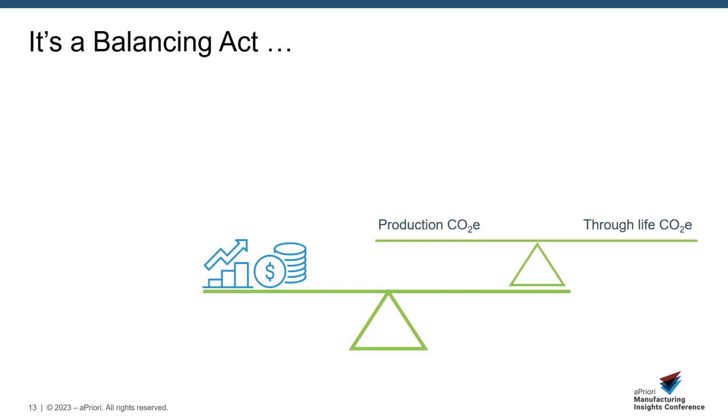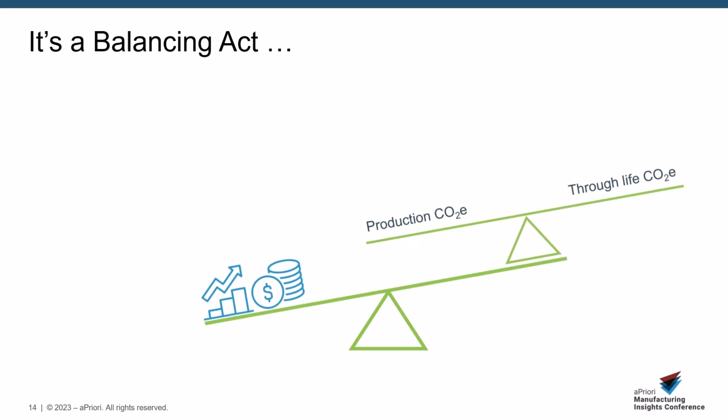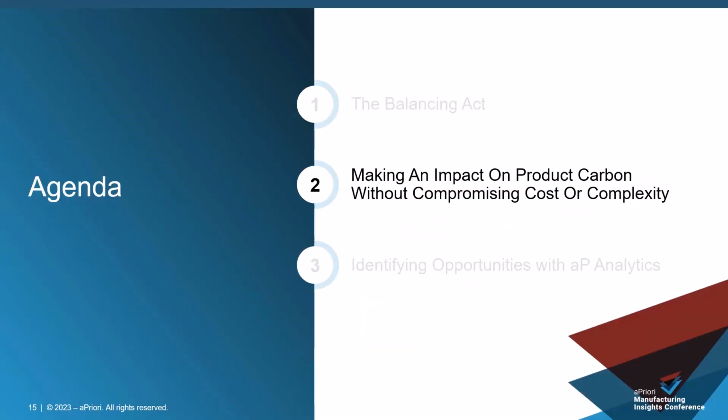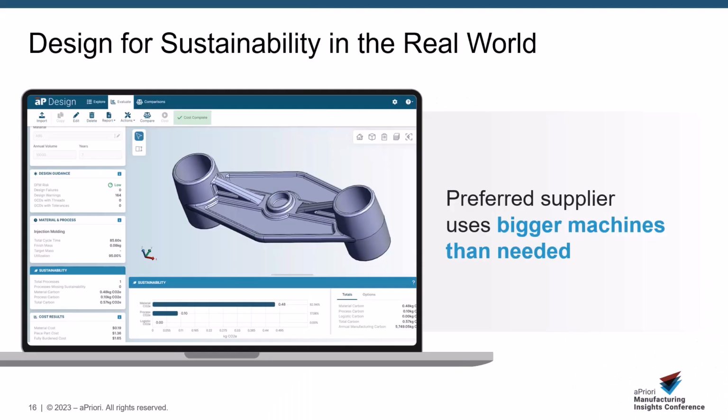And if we compromise the cost to try and achieve carbon targets, then we're not going to be around very long as a business, and therefore we're not even existing to be sustainable in the world. So that's the complexity challenge we're up against. So how do we use aPriori to make an impact on product carbon without compromising cost, or at least striking that balance between the two? How do we use the manufacturing insights? Well, I'm going to look at a couple of examples.